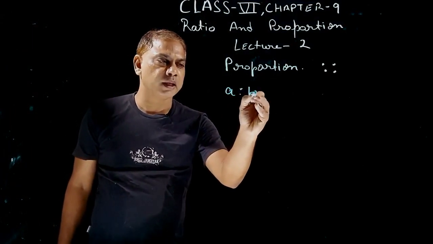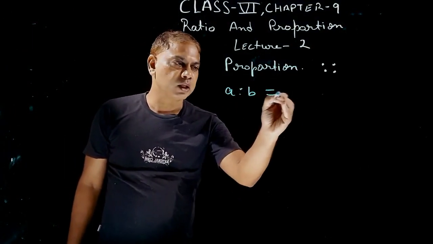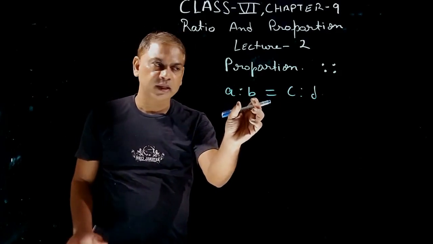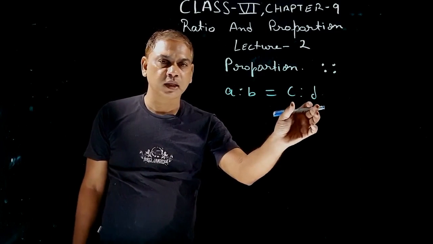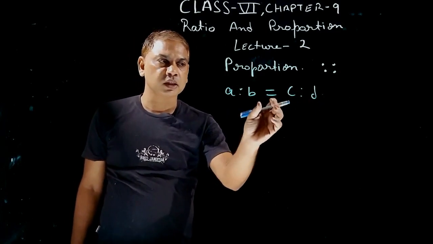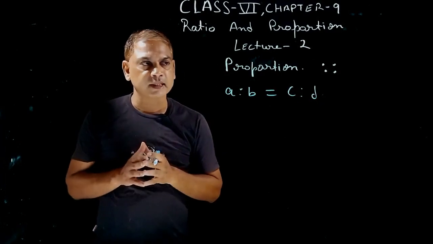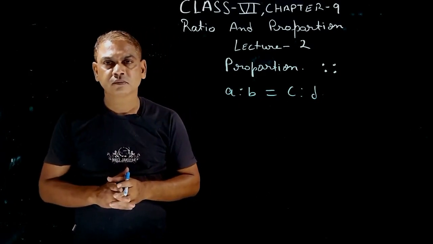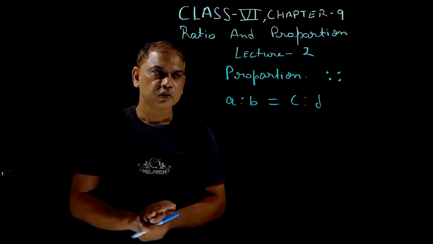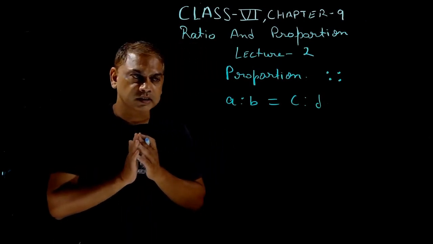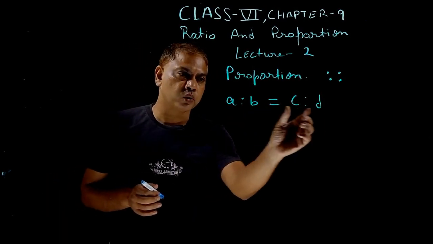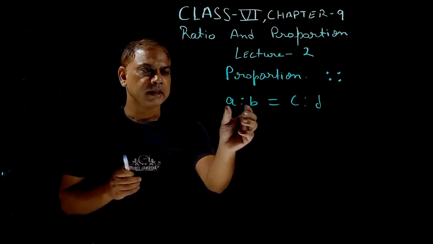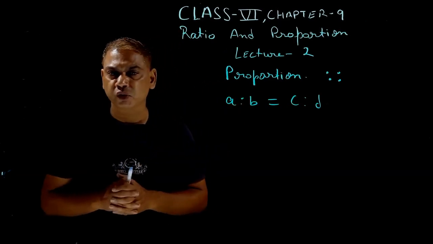For example, let's say A is to B is equal to C is to D. We have two ratios, A is to B and the second ratio is C is to D. If these two ratios are equal, then we say that the given ratios are in proportion. So students, as I told you, when we compare two ratios and if they are equal, then we say that the given two ratios are in proportion.